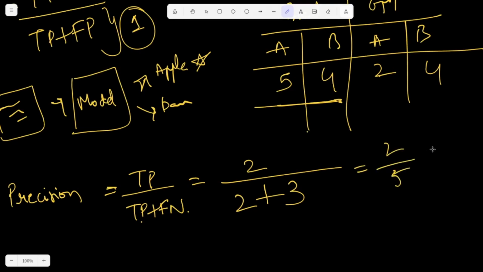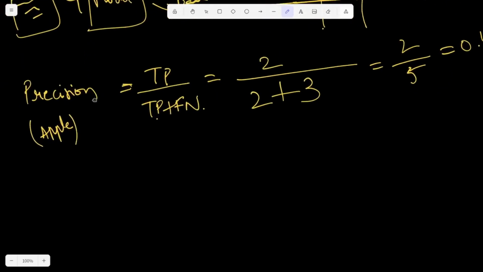Maybe it goes to 0.4. Now we can say that our model has a precision of 0.4. Now, what do you understand by a precision of 0.4? Remember that precision of 0.4 on apple class.